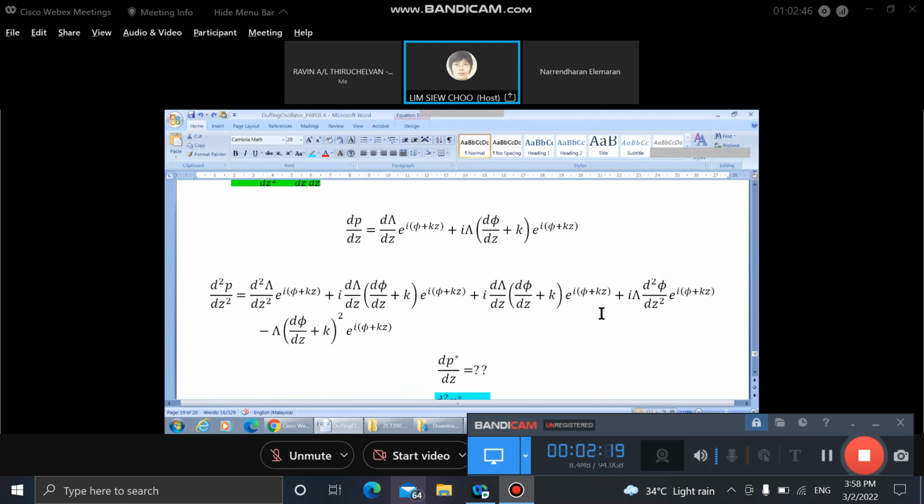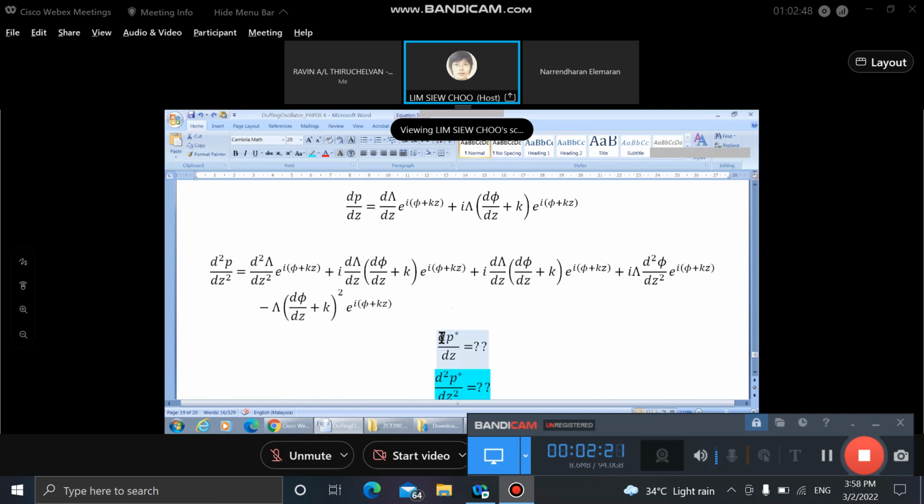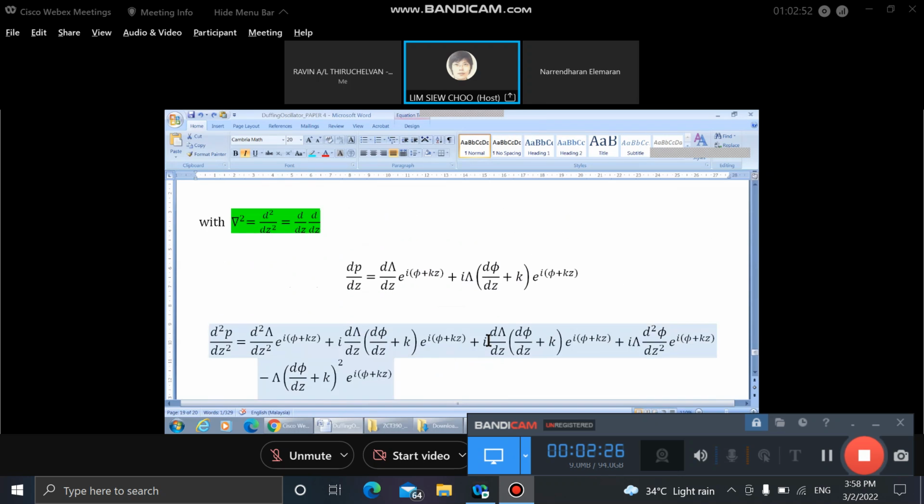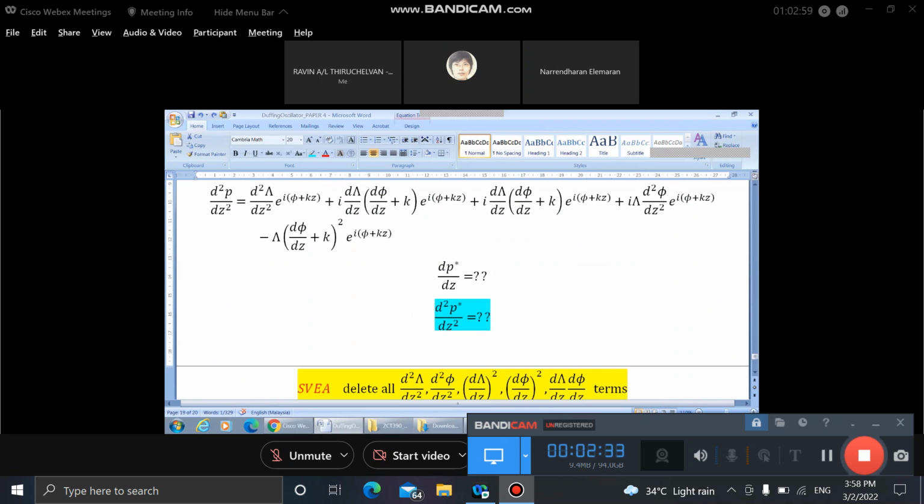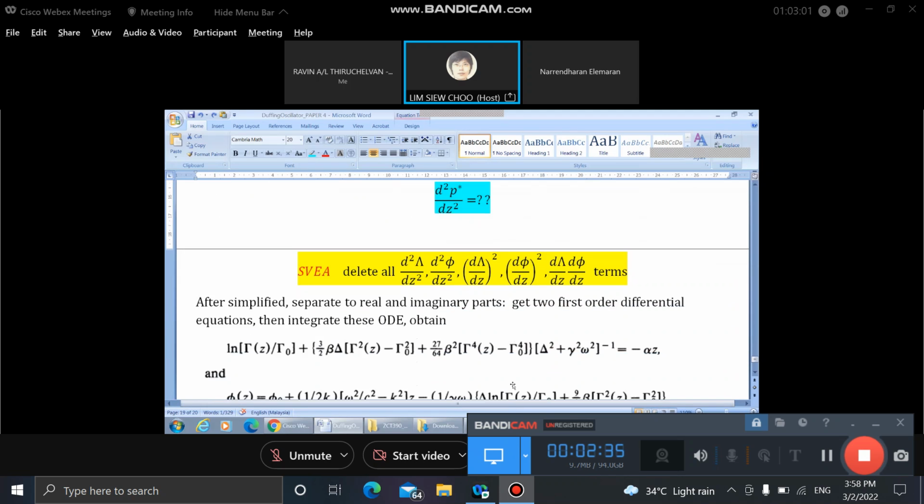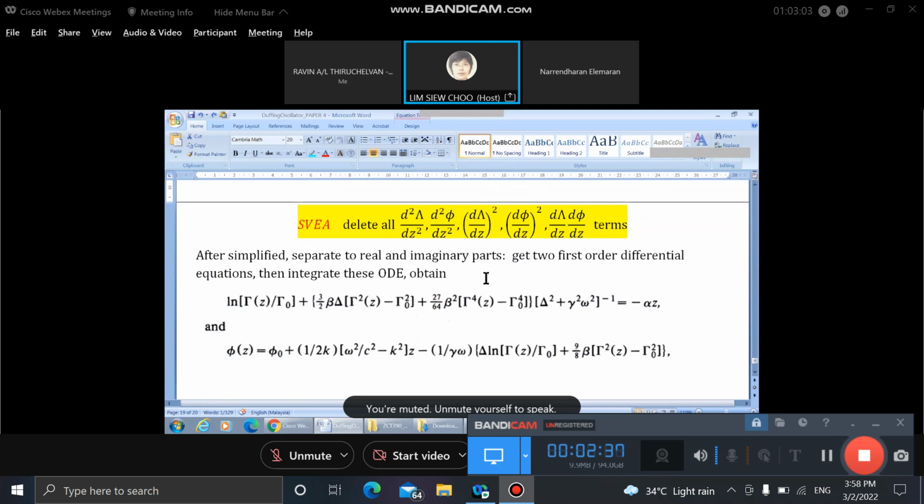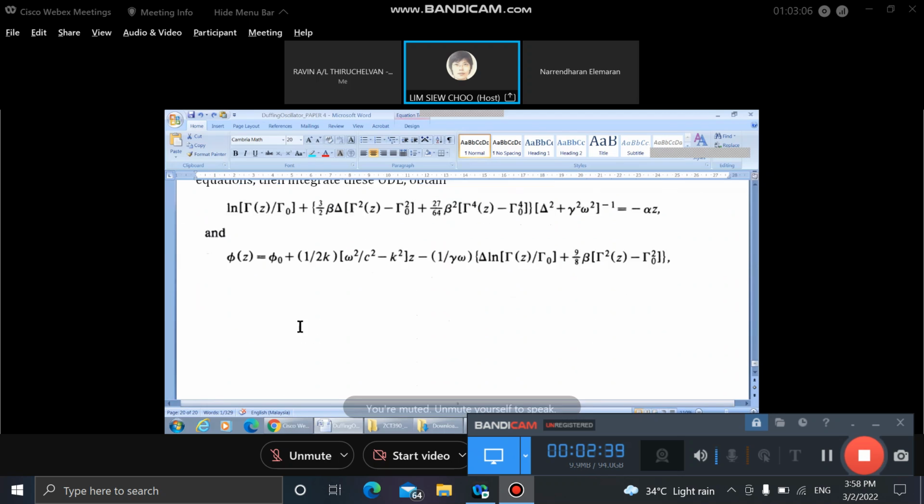If it is like this, then your dP star over dz is simpler. But of course, you still need to do it. The dP star is the differentiation of this. So I think today I will give up to here.